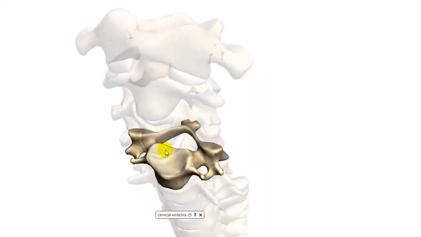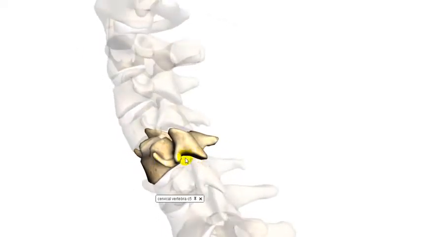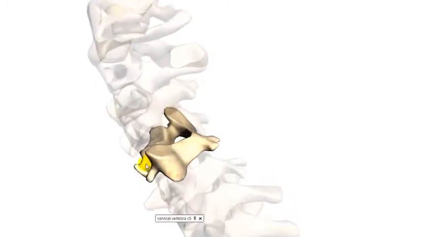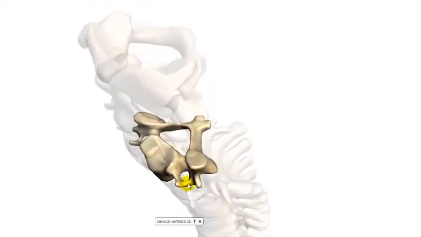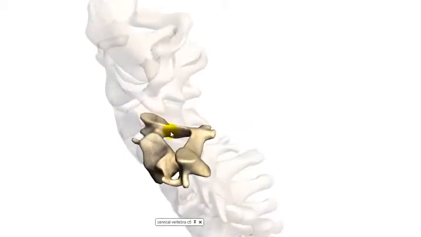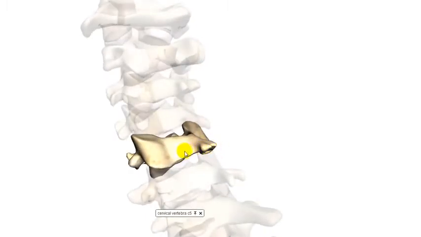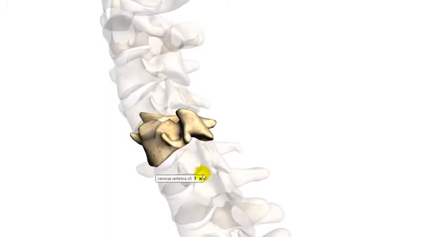Here again you've got the superior articular facet, the inferior articular facet, and the transverse process sticking out here, which contains the transverse foramen. Then you've got the pedicles at the front and the lamina here, and the spinous process at the back, and the body anteriorly.